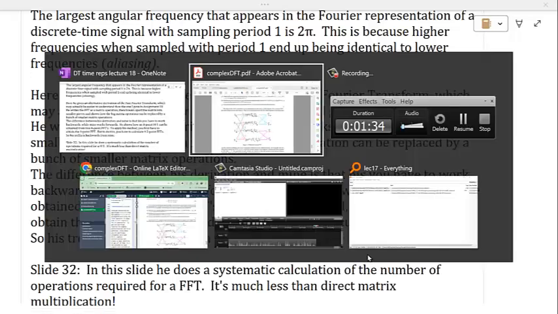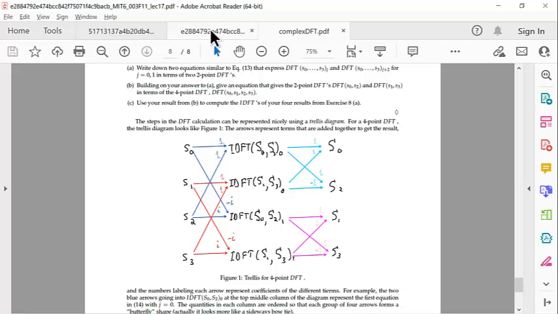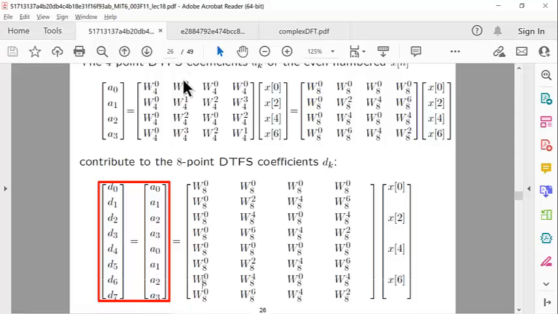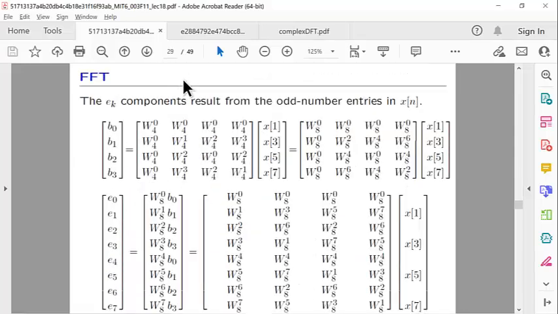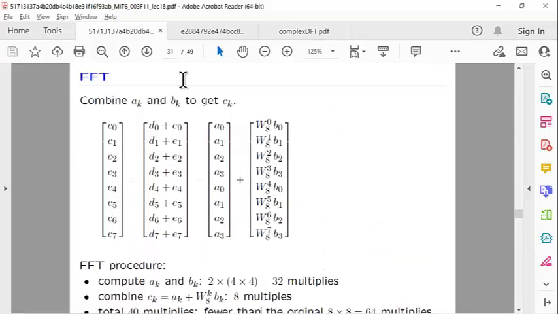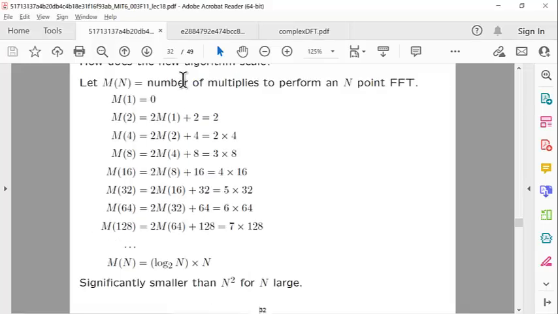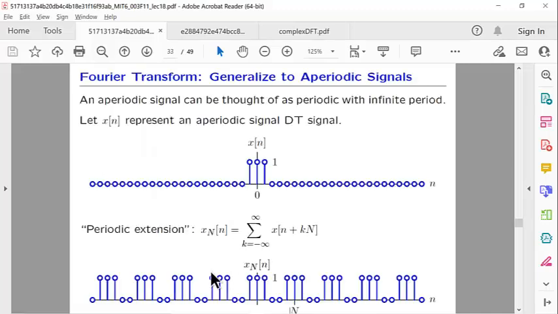So let's see. In slide 32, if we go back to his slide here, it's this one here. Okay. He gives a systematic calculation of how many operations you save, and you can also listen to that in the lecture, how that works out. And it saves an enormous amount of computation when you have larger matrices. And he gives examples of that also.